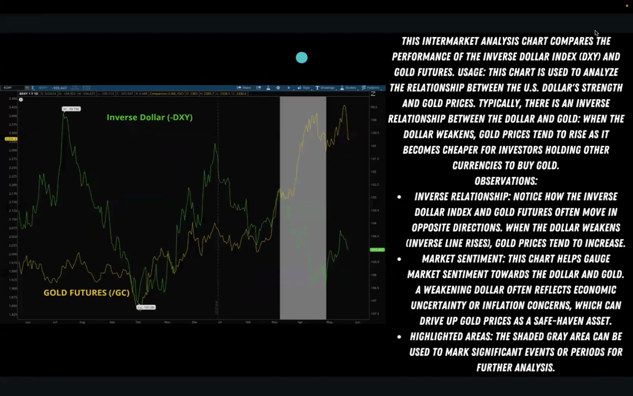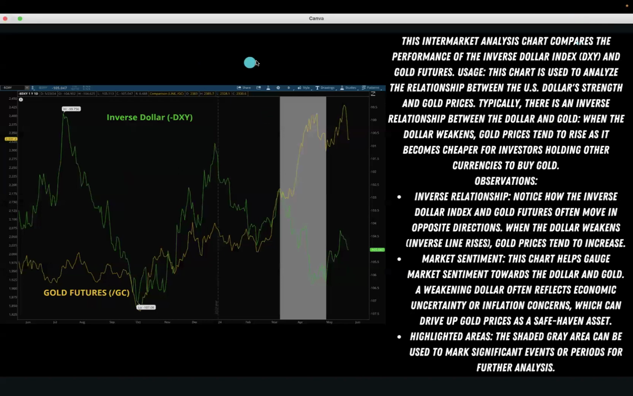Now, this is an intermarket analysis chart comparing the performance of the inverse dollar index via negative DXY. A lot of people don't know you can actually get inverse charts in things like TradingView and Thinkorswim just by putting a minus sign before the ticker symbol. That will invert the chart for you. So when that ticker symbol normally goes up, you'll see it on the inverted chart actually going down. That's how I was able to get this on Thinkorswim. It's a very simple, easy feature that not too many people really know about.